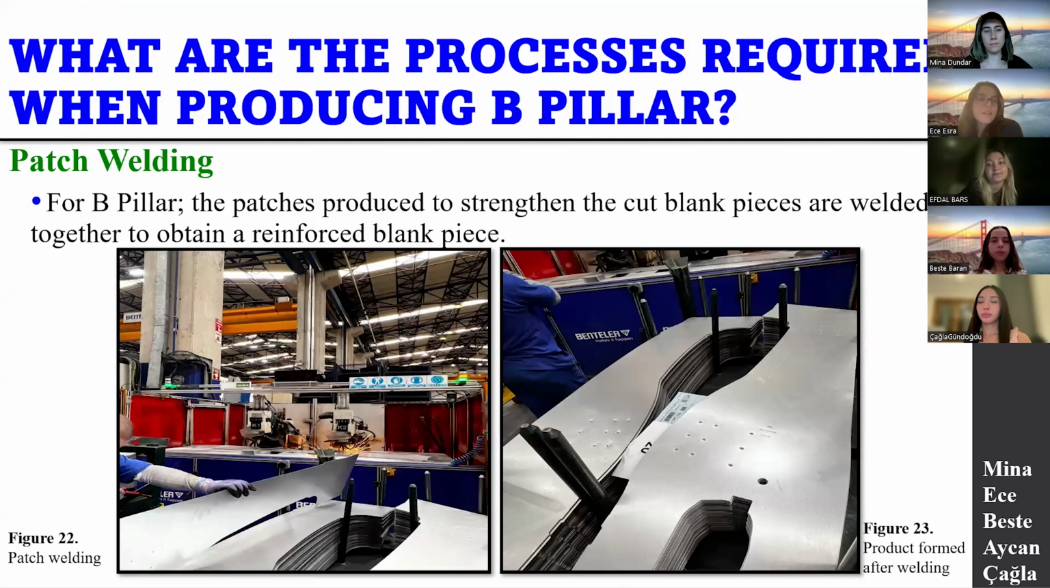And second is the patch welding. This is a process of joining metal parts to strengthen them. Patches are a piece of sheet metal cut from Usibor or Ductibor. Blank cutting is applied to patch production in the same way as it is in B-pillar. However, it is much smaller than the mold in B-pillar. For the B-pillar, reinforced blanks are obtained by welding together the patches to produce the reinforced cut blanks.